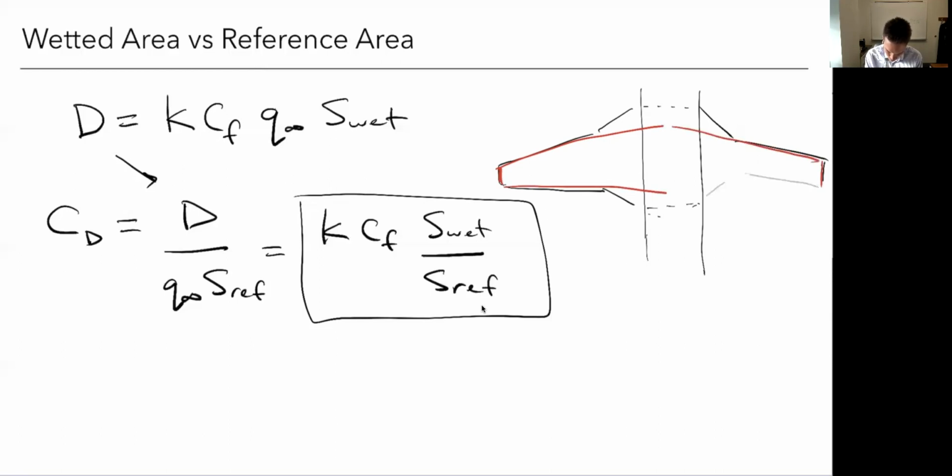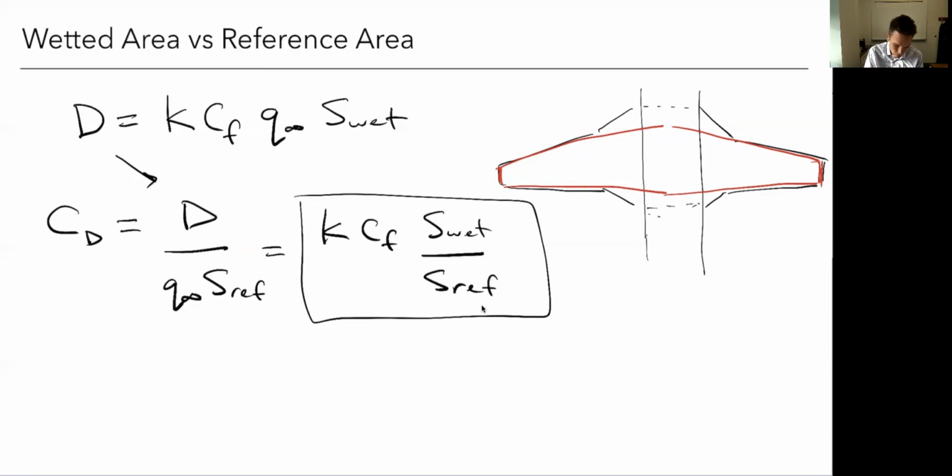So let me make this more symmetric here. Okay, so here's my trapezoid. This is my reference area. Again, a reference area is just a reference. It's just something we use in normalizing the drag coefficient. It's somewhat arbitrary, but by convention, we use this trapezoid. It's just something that scales with my airplane. As I make my airplane bigger or smaller, this is a natural sort of scaling parameter.